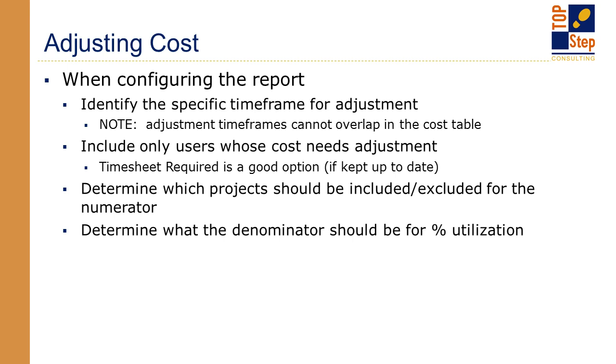From the output of the report, you can then adjust costs. So if a person didn't work enough hours to get the 100% utilization, you can increase their hourly rate. If a person worked more hours, then you would decrease their hourly rate in order to not overstate the cost in reporting.